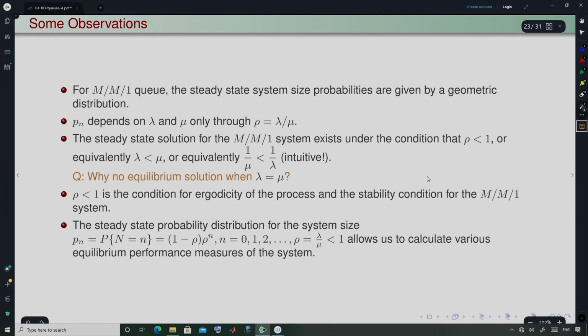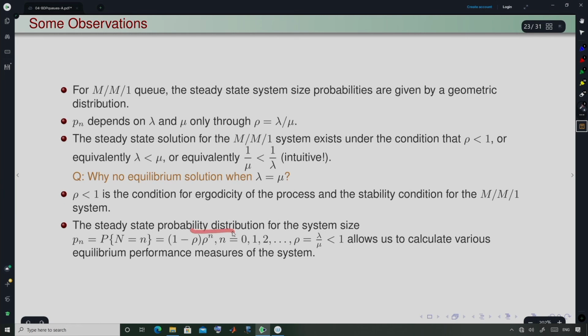When we talk about queuing systems, we will say what the stability condition is. And this distribution allows us to calculate various equilibrium performance measures of the system, which we will see in the following lecture. Okay. So, we will stop here after having obtained the equilibrium system size distribution for an MM1 queue. We will continue with performance measures in the next lecture.